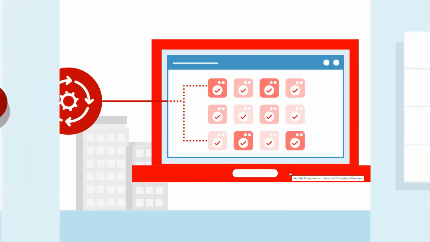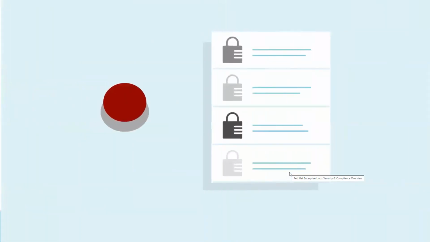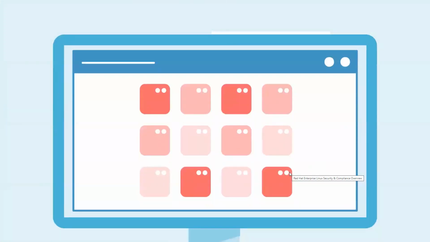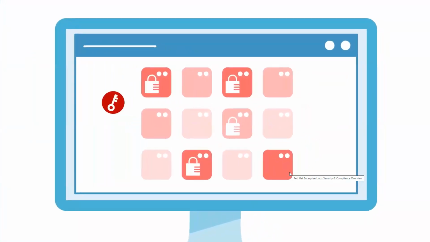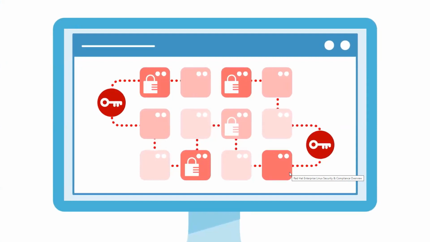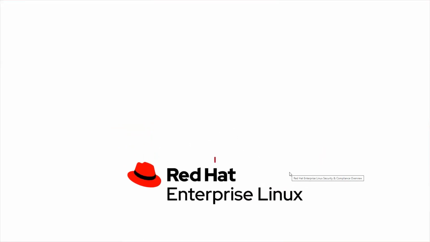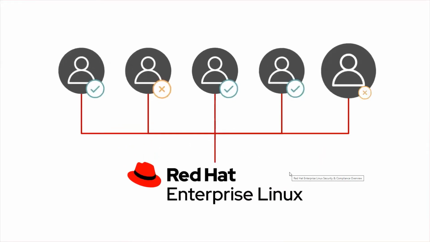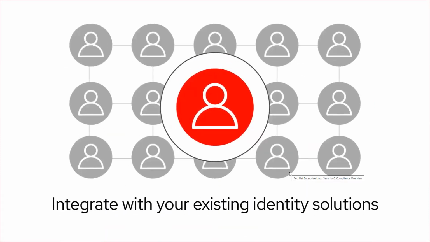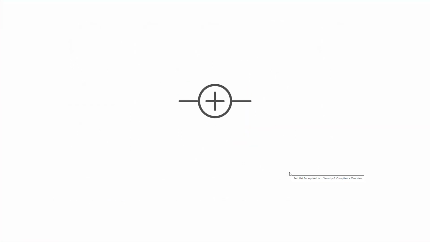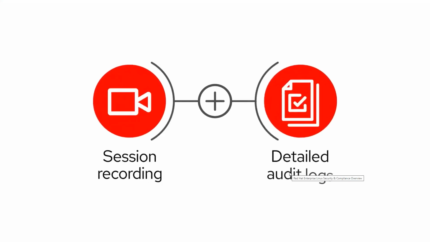When it comes to setting consistent encryption policies, simplicity is essential. With a single command, you can switch policies to meet your unique deployment standards and change the way the cryptographic operations work on your entire system. Utilize built-in identity management functionality within Red Hat Enterprise Linux to centralize user authentication and authorization. You can even integrate with your existing identity solutions for consistent enterprise-wide identity management. For added accountability, enable session recording and detailed audit logs to keep track of all administrative actions.